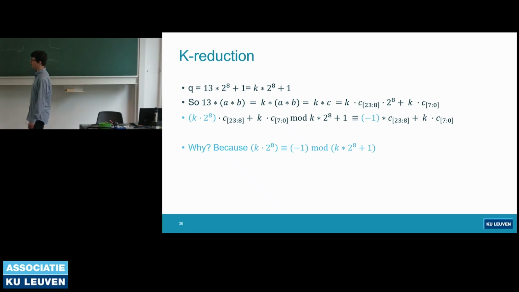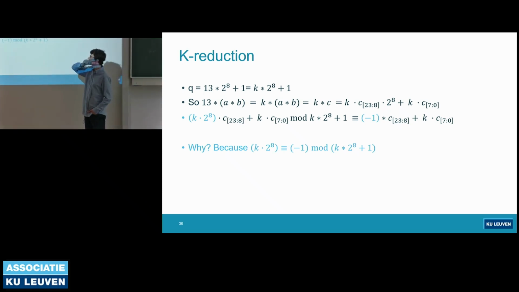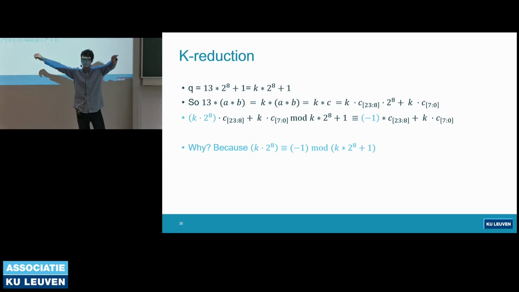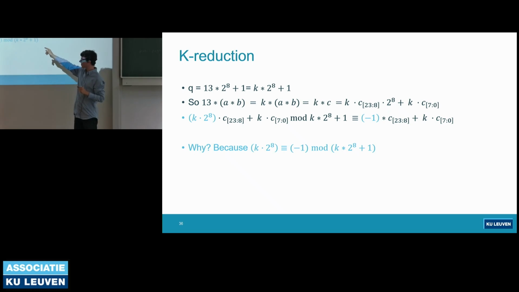A variation on this theme is the following. You take a look at this number, and you realize what this actually is: it's 13 times 2 to the power of 8 plus 1. So you have this bunch of ones on the left side, then a whole group of zeros, and then a single one at the end. Now, if we had a group of k times 2 to the power of 8, we could substitute it with minus 1. Of course, it's not easy to see what our number is multiplied by k times 2 to the power of 8. But we can multiply it with k.